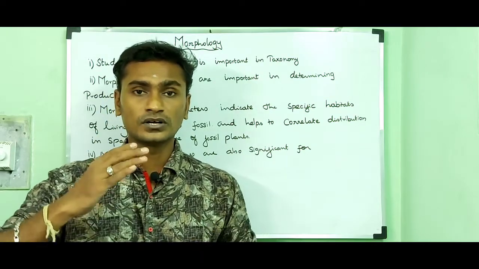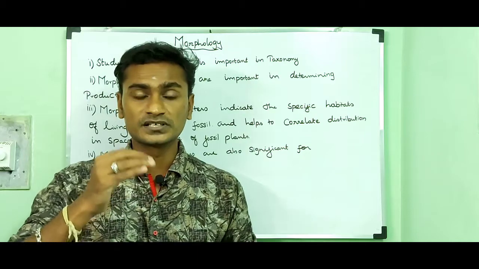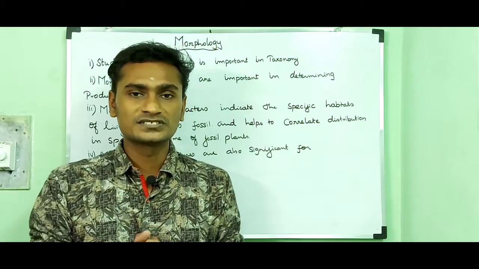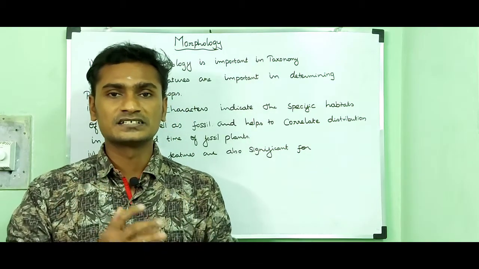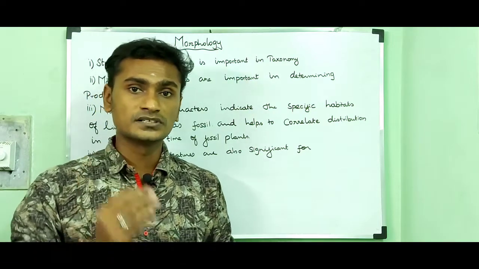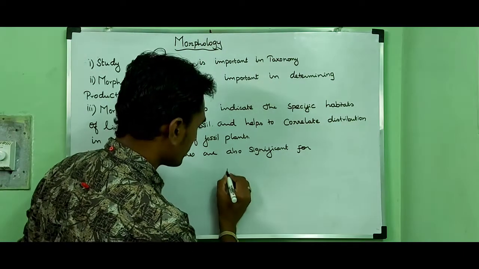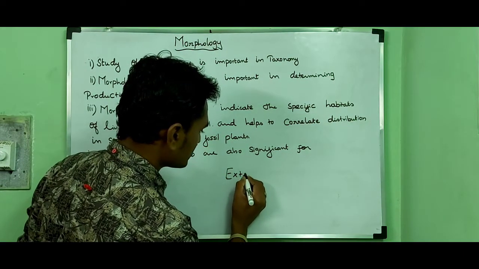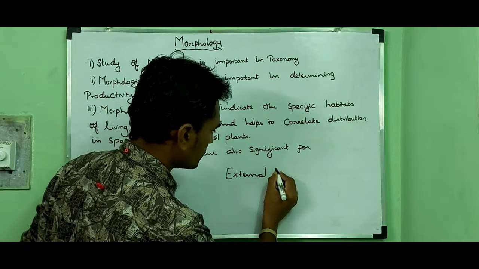So I look tall with a sharp nose. So this is my external appearance. Likewise, in plants also it has external appearance. So plant morphology is also called as external morphology.